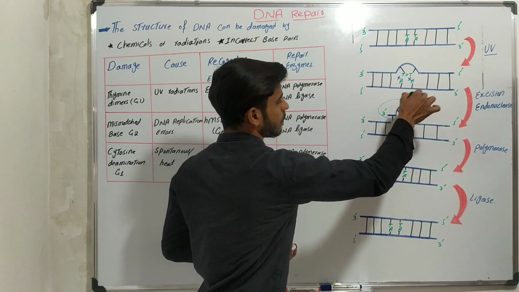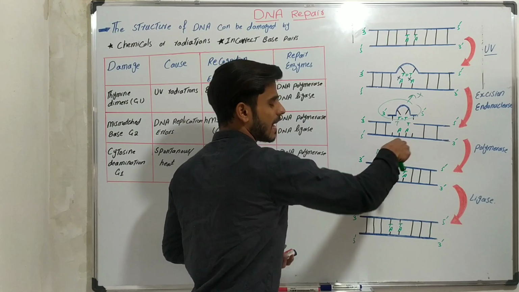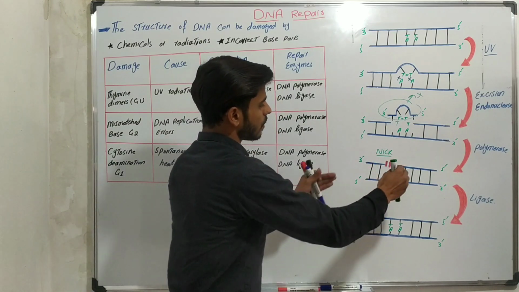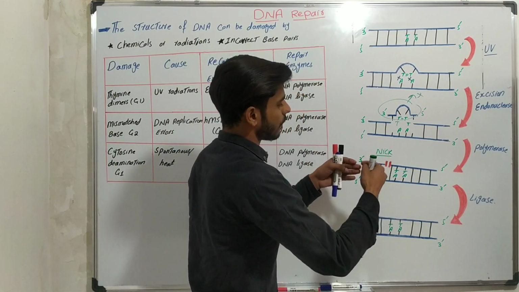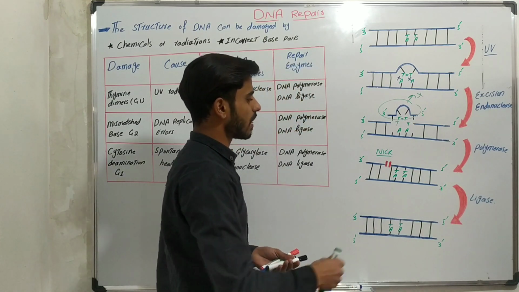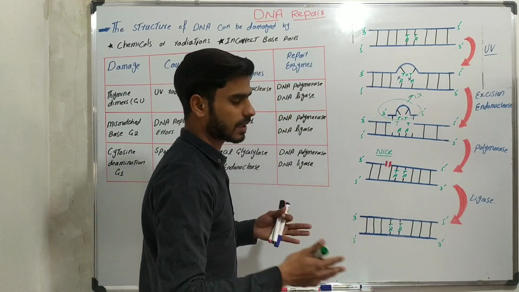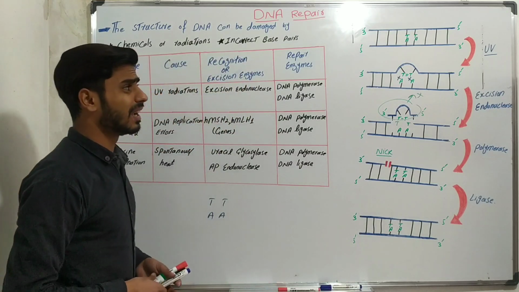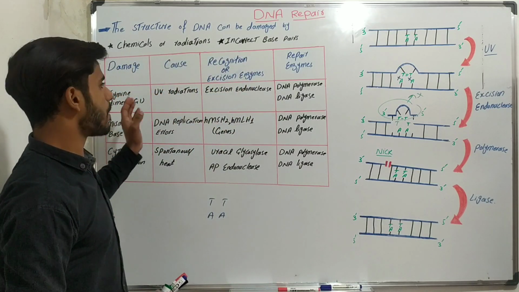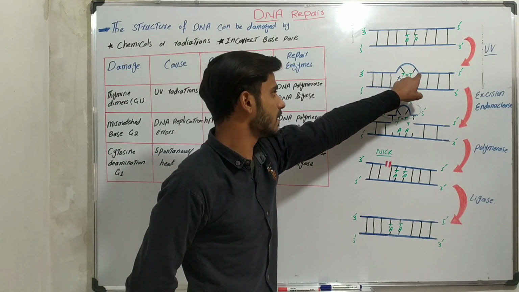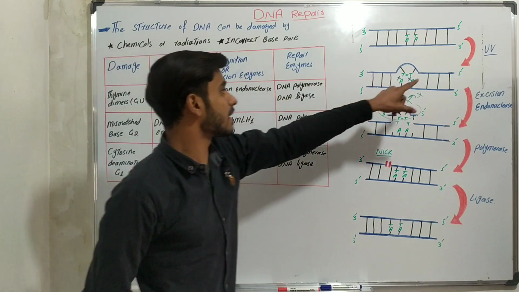The removed part has been removed, but here is another part of nucleotides. So these nucleotides will be bound with each other by phosphodiester bonds with the help of ligase. So ligase will come and seal this nick and it will form the normal DNA. So what is the concept behind this? That thymine dimers will form. Thymine can form a double bond with each other. It is caused by ultraviolet radiation.